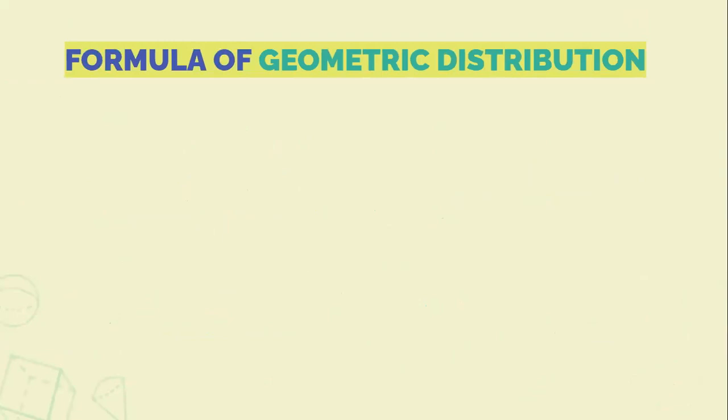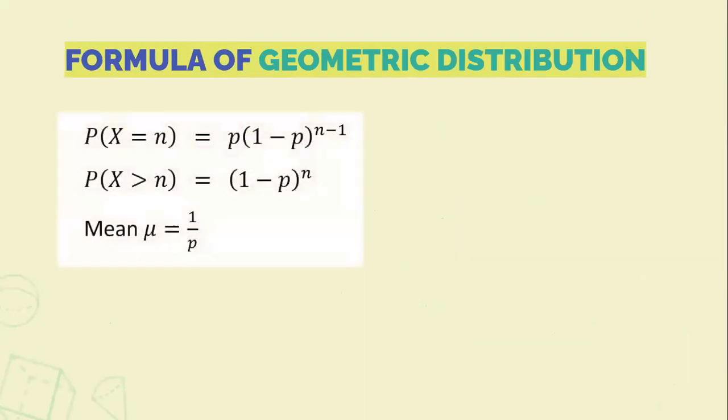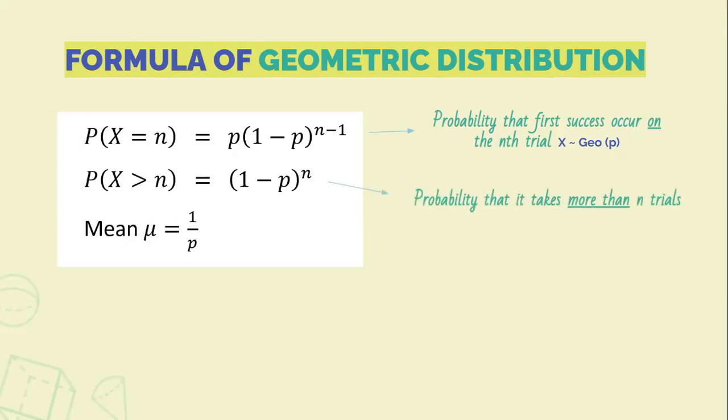Next, here are the formulas for geometric distribution. First, the probability that X equals n is p times (1 minus p, which is q) to the power of n minus 1. This is the probability that the first success occurs on the nth trial, and geometric distribution can be written as X tilde Geo(p). Second, the probability that X is bigger than n is just q to the power of n, and this is the probability that it takes more than n trials.